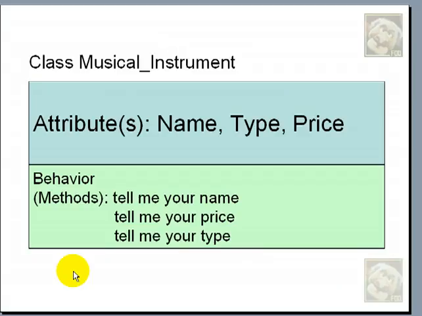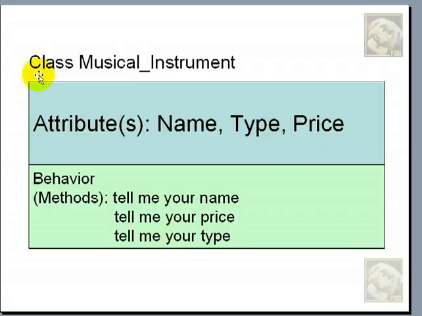What does that mean? It means, for example, that if we have class musical instrument and we have name, type, and price, all three attributes are the same for each instance of this class. Now, name is a string, the same as type, and price would be a floating point number. The methods that I've chosen to tell you about would be, please tell me your name, which will look for the name attribute. Please tell me your price, which will look for the price attribute. Please tell me your type, which will look for the type attribute.